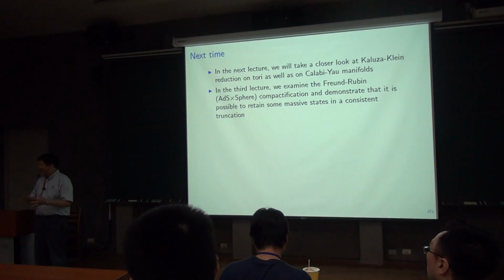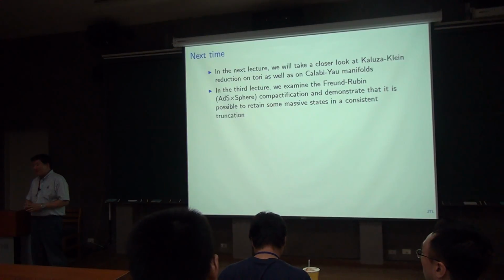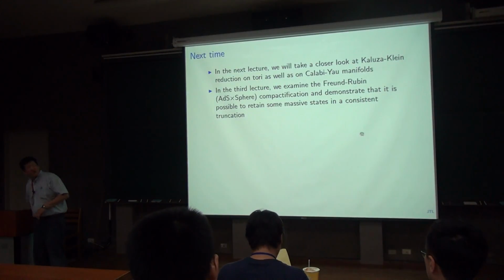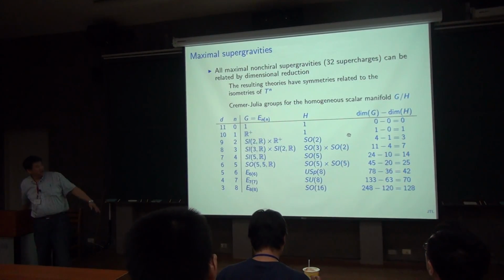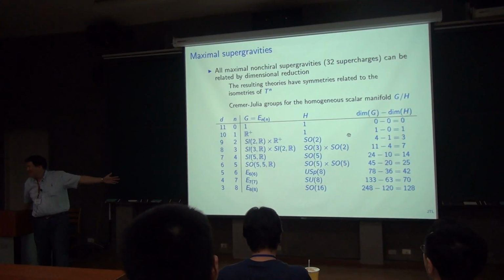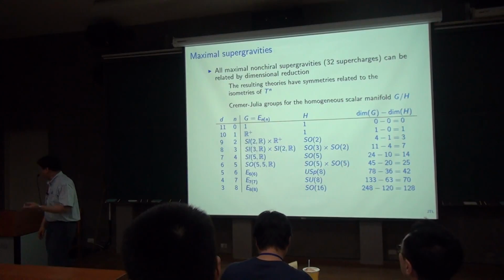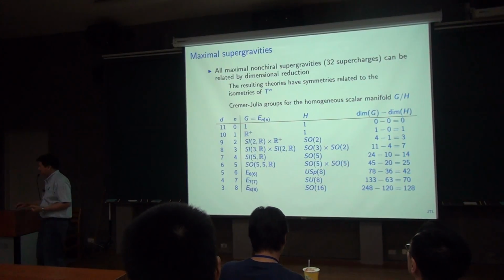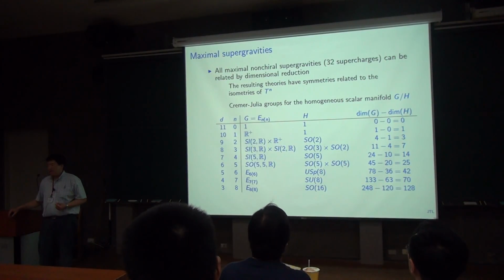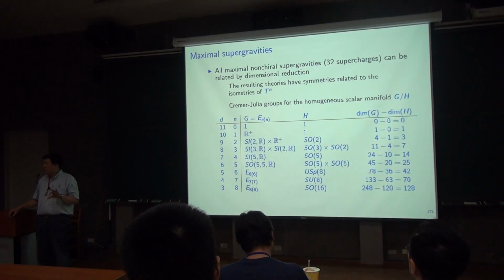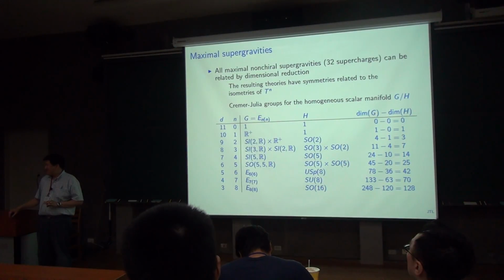There are no matter multiplets we can add to that. Which makes the 32-supercharge case very simple. It's basically, this is what you get. And there doesn't seem to be any more freedom in that. However, you can also reduce on Calabi-Yau, or you can break supersymmetry. You can reduce to theories with less supersymmetry. In those cases, you can start adding matter multiplets.